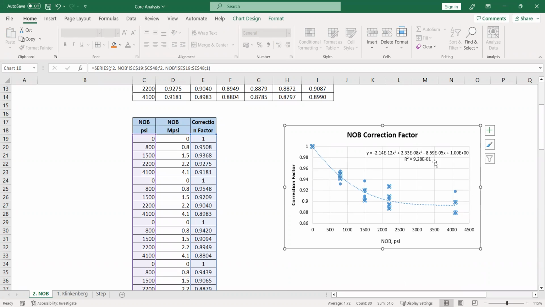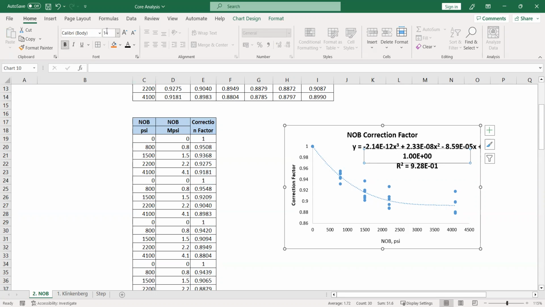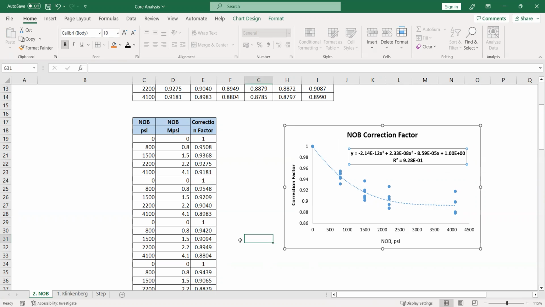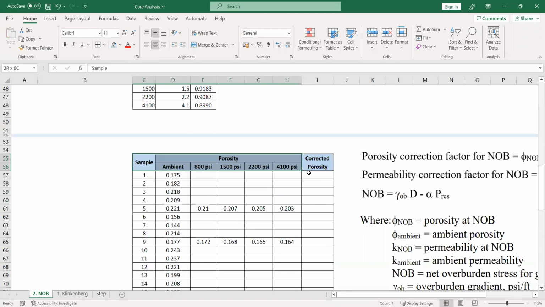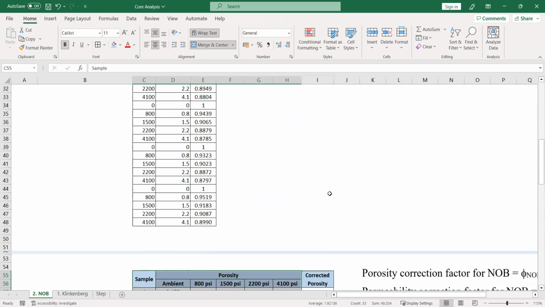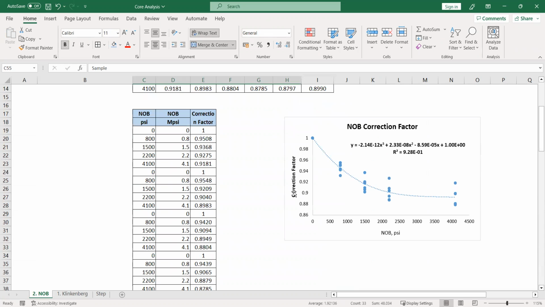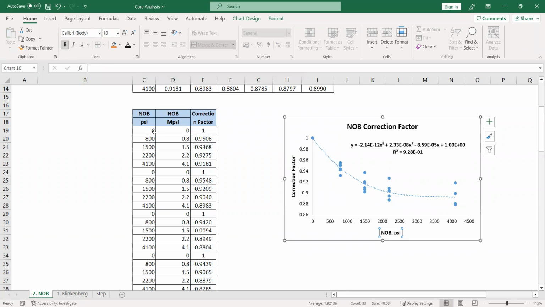Okay, I will use this. And then I will make it clear. And then this bold, make it bigger. Okay, maybe 10. All right. And yeah, so we will use this and apply them in our table here. Okay, so we have now the correlation to get the correction factor with known net overburden.